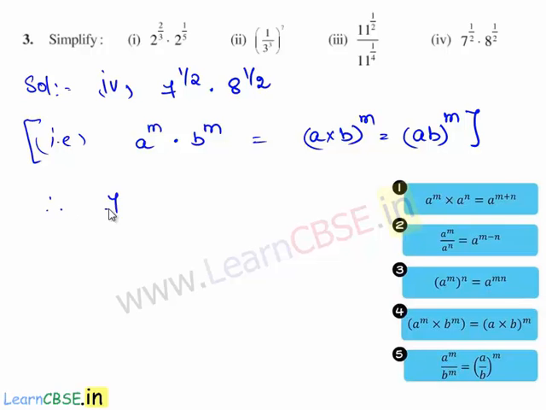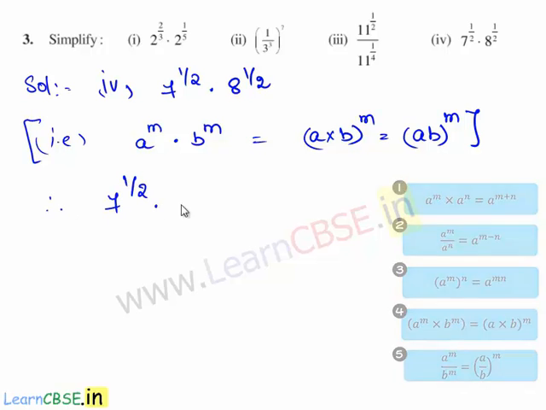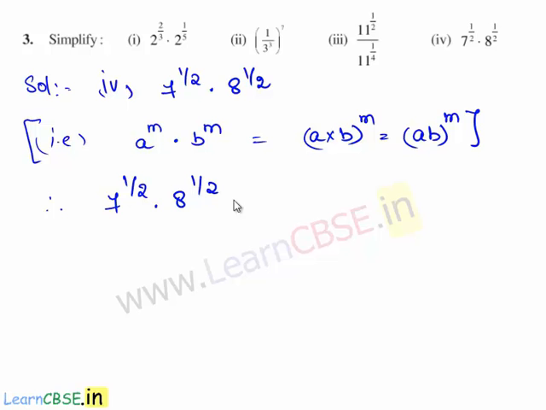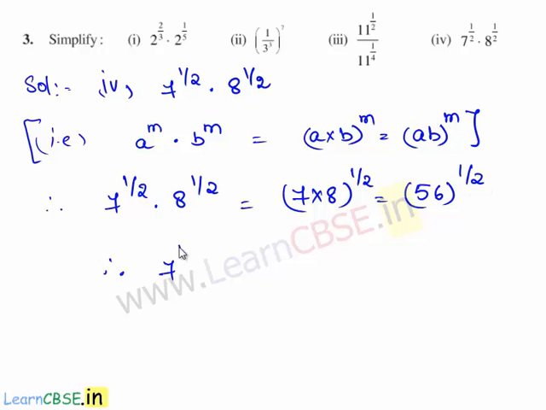Therefore, 7 raised to the power of 1 by 2 times 8 raised to the power of 1 by 2 can be written as 7 times 8 whole raised to the power of 1 by 2. That is, 7 times 8 is 56 whole power 1 by 2. Therefore, 7 raised to the power of 1 by 2 times 8 raised to the power of 1 by 2 is equal to 56 whole raised to the power of 1 by 2.